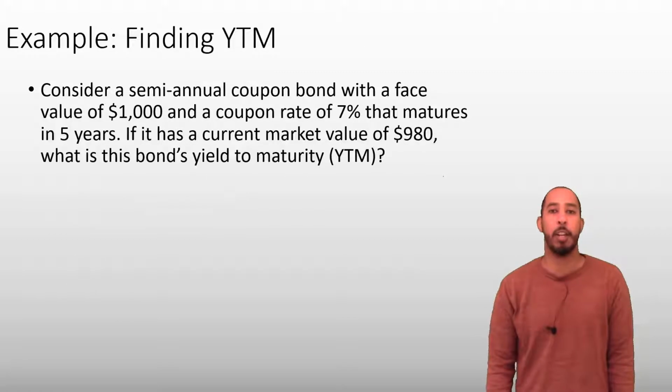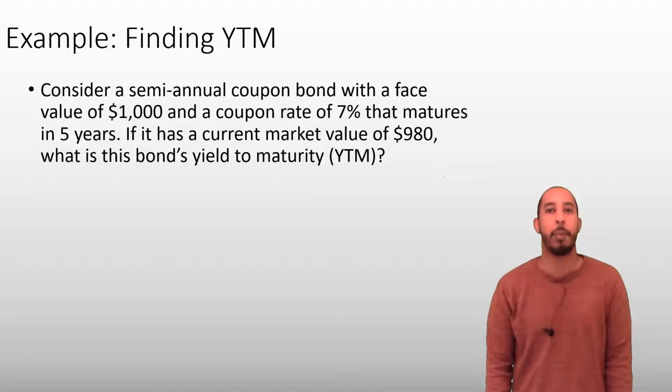In this example, we're going to find a bond's yield to maturity. Say we have a semi-annual coupon bond with a face value of $1,000 and a coupon rate of 7%. And this bond matures in 5 years. If the price is currently $980, what is its yield to maturity?